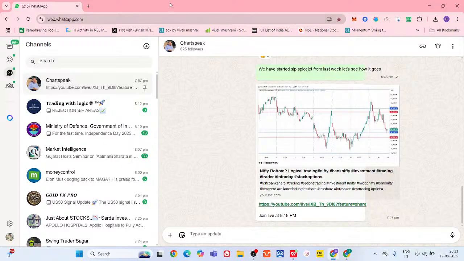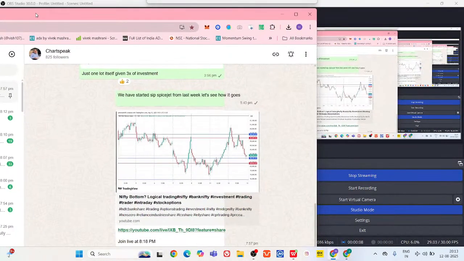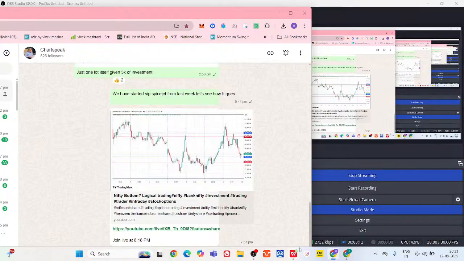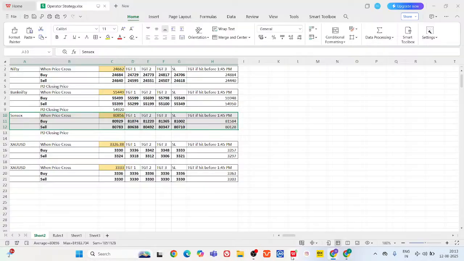I'll just share with you today a couple of things. Earlier I had made one Excel database for trading. So this is for today.